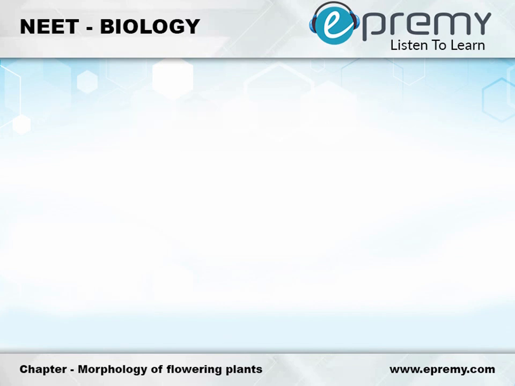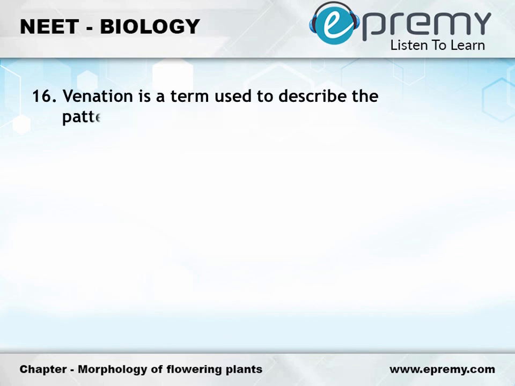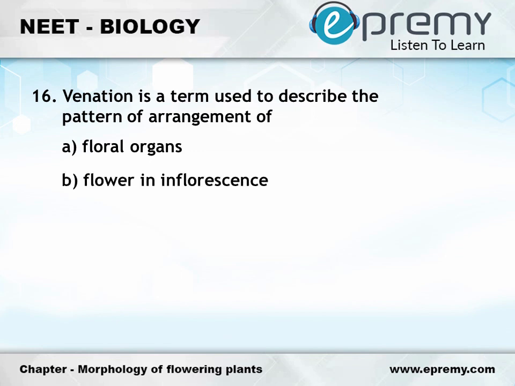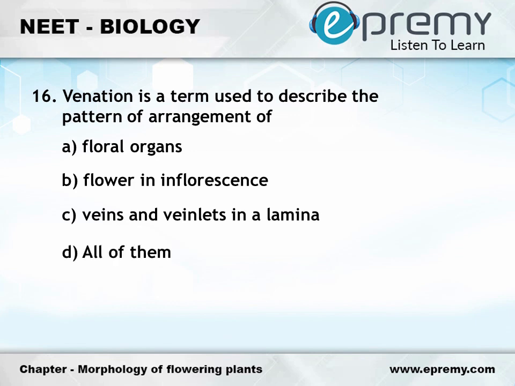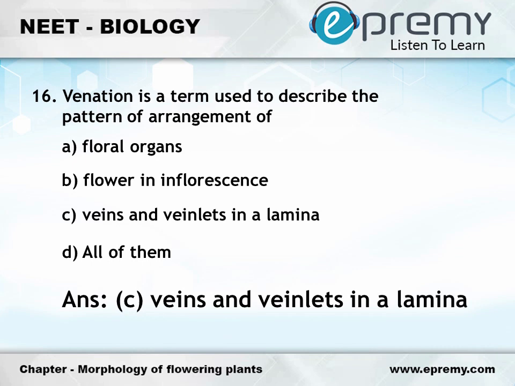Question number 16. Venation is a term used to describe the pattern of arrangement of option A, floral organs, option B, flower and inflorescence, option C, veins and veinlets in a lamina, option D, all of them. The answer is option C, veins and veinlets in a lamina.